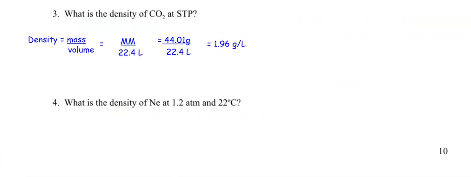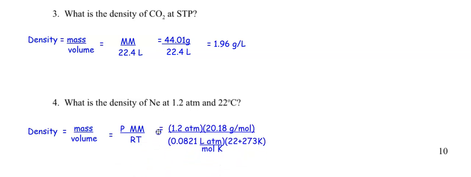Okay, so once again, density is equal to mass per volume, but this time it is equal to, oops, I left off my equal sign. There we go. It's equal to pressure times molar mass divided by RT. Now, I went ahead and put everything in there. So I have my pressure, the 1.2 atmospheres. Notice it's in atmospheres, and I'm going to show you why we need that. Here's the molar mass of neon, 20.18. I found it in the periodic table. Here is my R, 0.0821 liter atmosphere per mole K.